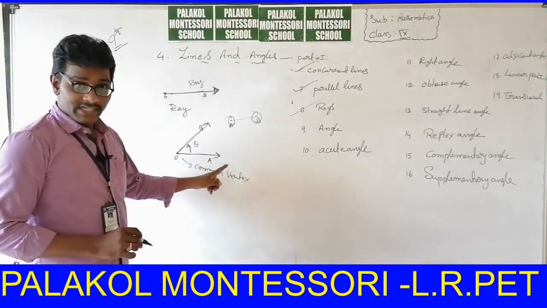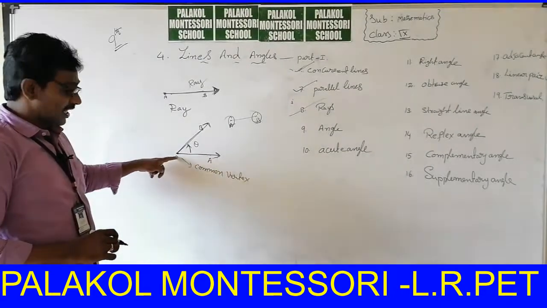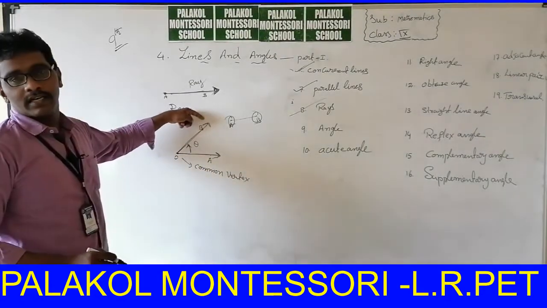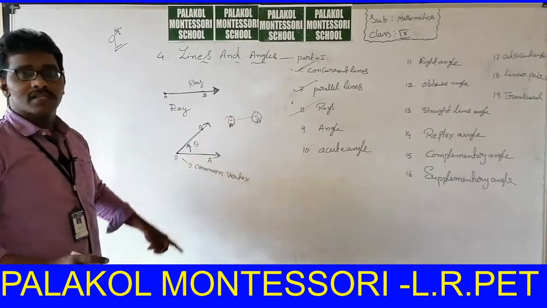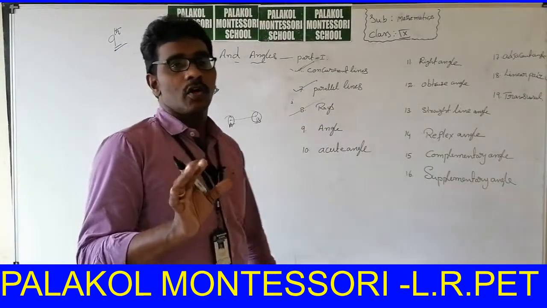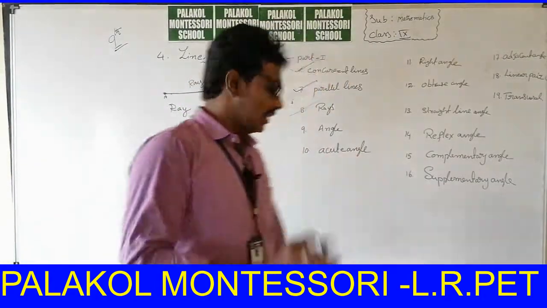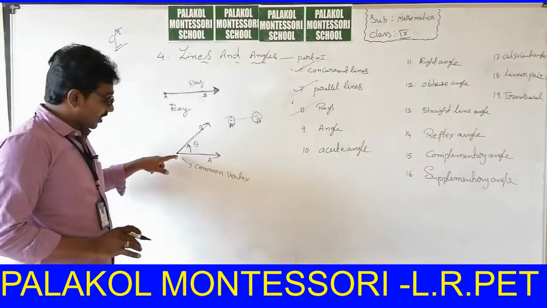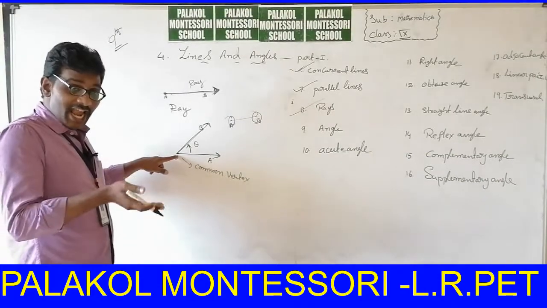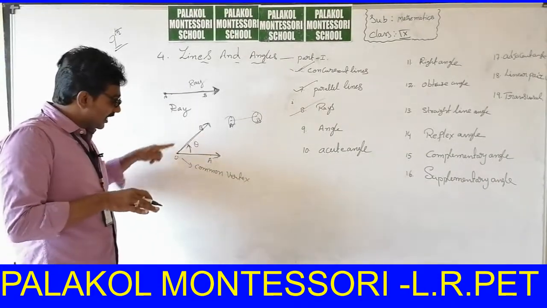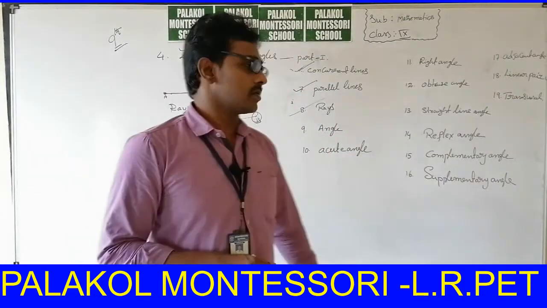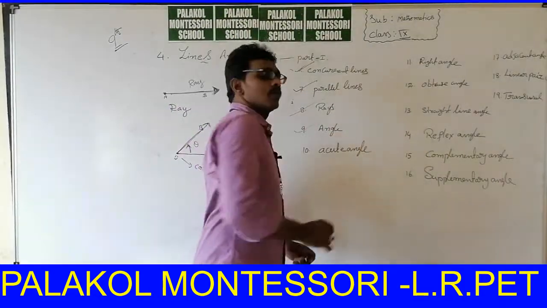So once again, guys. See, this is the initial ray. This is the terminal ray. Between them some inclination is formed. That is called an angle. Here the two rays, the initial ray and the terminal ray, both intersect at one point. That point is called the common vertex. So angle is also over.